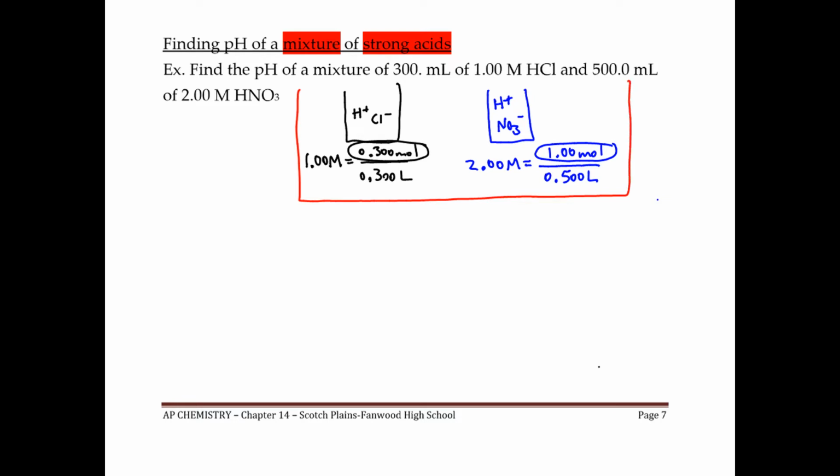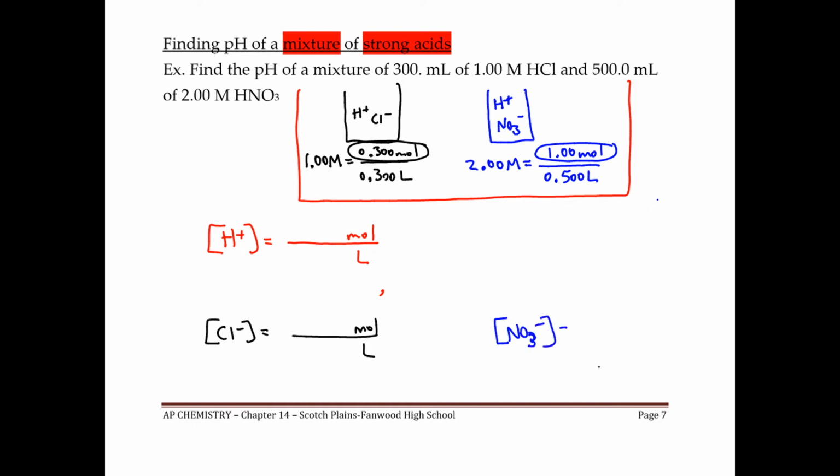To find the concentration of each of these, you're simply going to do molarity equals moles over liters. I'll do the concentration of H plus by itself here. That's going to equal, of course, the moles of H plus over the liters of H plus. And then we have two other ions that we could find. We have the chloride ion, which is also going to equal moles over liters, and we have the nitrate ion, which again equals moles over liters.